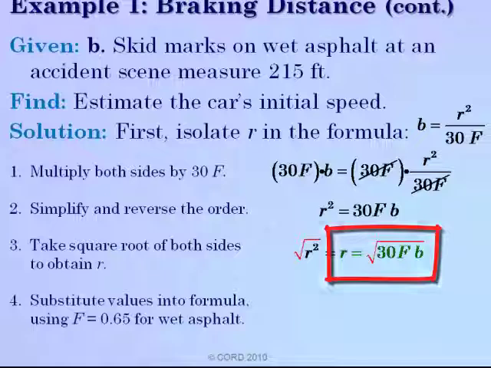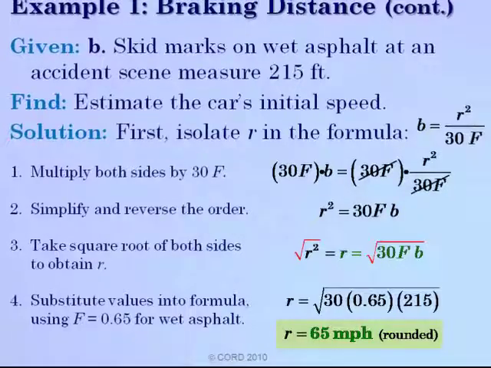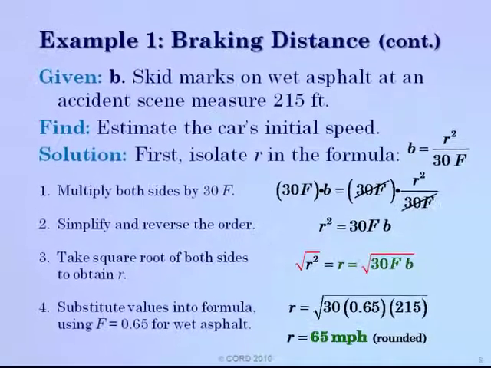Now we just need to substitute the values into the formula, remembering we're using F equals 0.65 for wet asphalt. And we have R is equal to the square root of 30 times 0.65 times 215, which you evaluate with your calculator and you'll come out with 65 miles per hour.